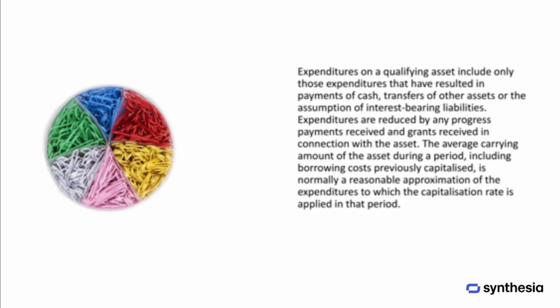Expenditures on a qualifying asset include only those that result in cash payments, transfers of other assets, or the assumption of interest-bearing liabilities. These expenditures are reduced by any progress payments received and grants received in connection with the asset. The average carrying amount of the asset during a period, including borrowing costs previously capitalized, is typically a reasonable approximation of the expenditures to which the capitalization rate is applied during that period.